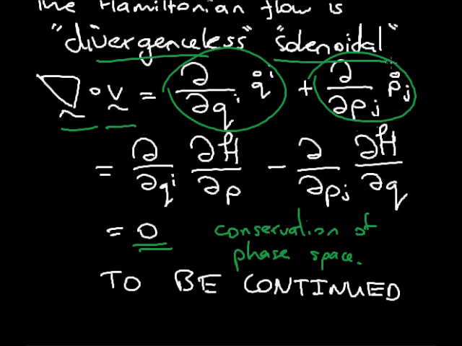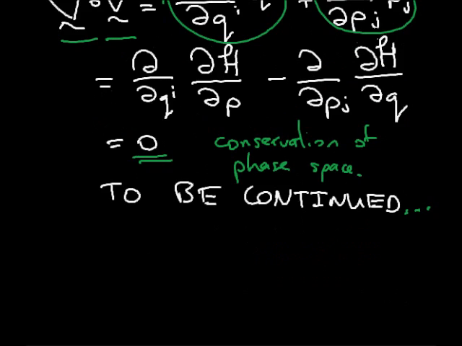So far I've discussed canonical transformations in the Hamiltonian picture without any reference to explicit time dependence. In my next video we will see what happens in the non-autonomous case. So I'll see you there.